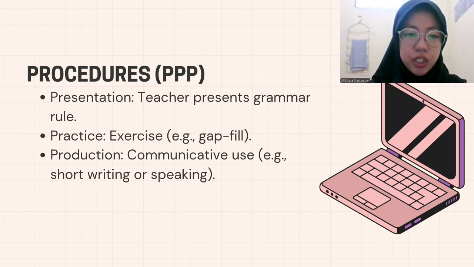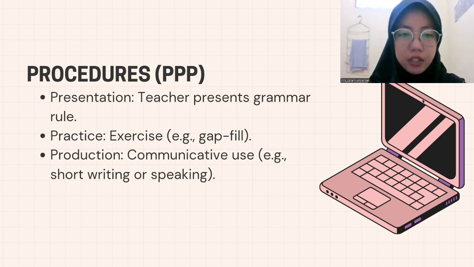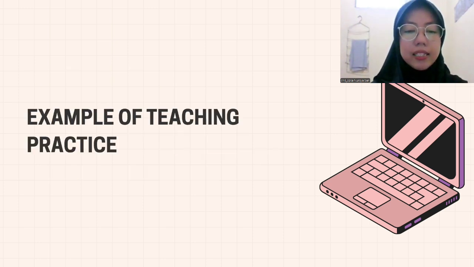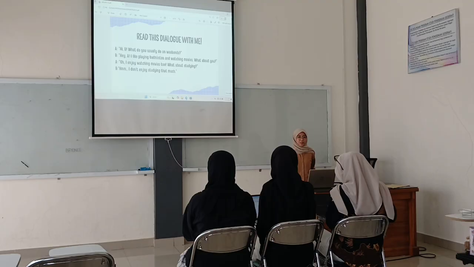Stage 3 is production. Here, learners are encouraged to use the grammar rule in communicative tasks like short dialogues, role plays, or writing tasks. This stage focuses more on fluency and natural use, so overall, learners move from understanding to controlled practice to communicative use. Now let's take a look at an example of me teaching gerunds using explicit grammar instruction.